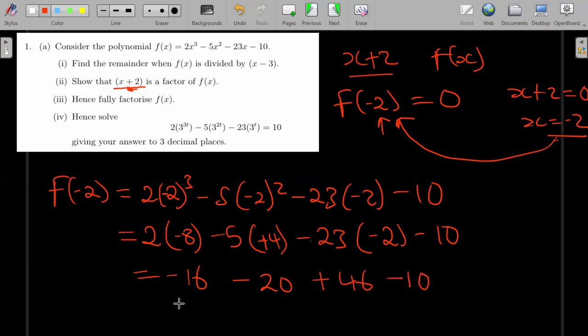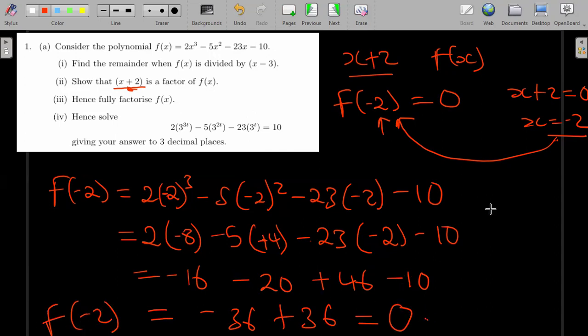If you add all these, what you discover is you end up with 0, because the first two, minus 16 and minus 20, give me minus 36, and then plus 46 minus 10 gives me positive 36, and this will just be 0. So since our f of minus 2 is 0, we conclude that x plus 2 is indeed a factor.